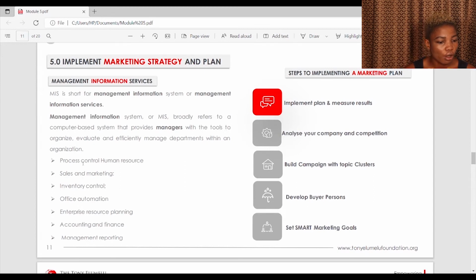Process control: human resources, sales and marketing, inventory control, office automation, enterprise resource planning, accounting and finance, management reporting. Steps to implement a marketing plan: implement plan and measure results. These are the steps.